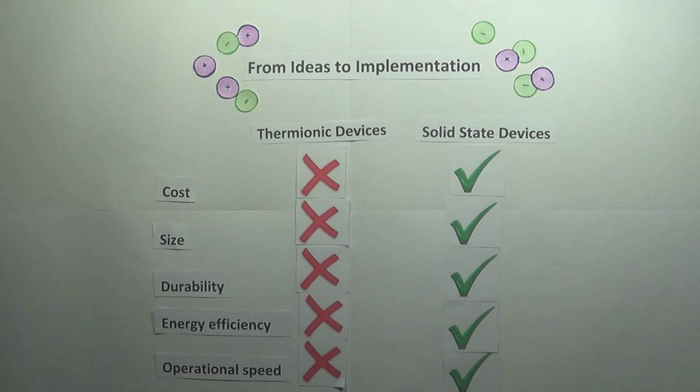Cost. Thermionic devices are more costly to produce due to their large size. Solid-state devices are much cheaper to make and are more economical when needed in large quantities. Size. The relatively large size of thermionic devices limits their uses. Solid-state devices such as diodes and transistors are considerably smaller. The trend of miniaturization of electron devices means that tiny solid-state devices are much preferred.